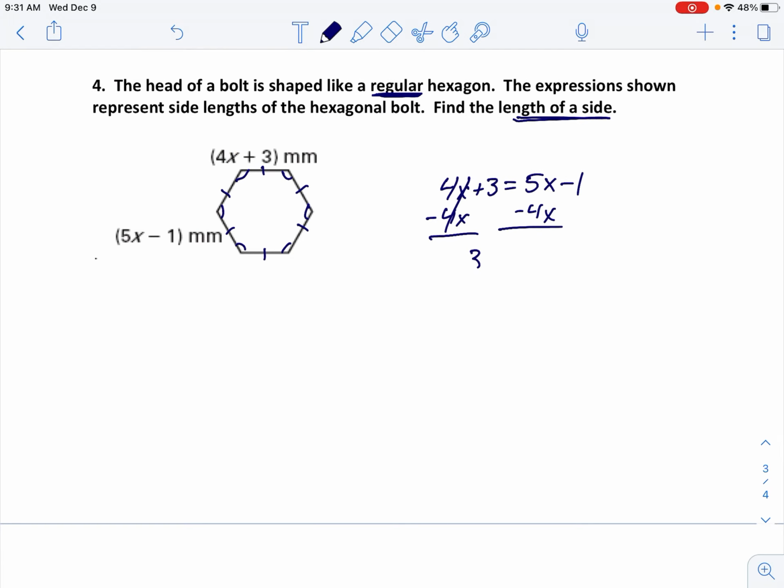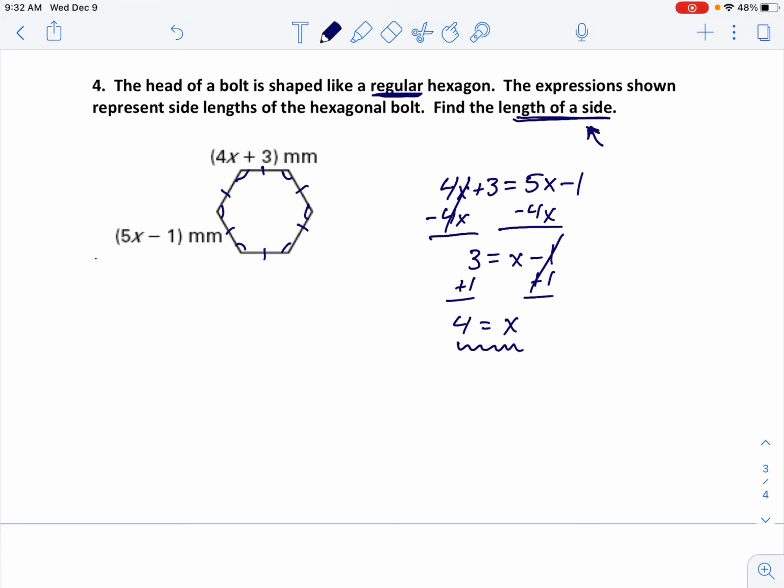These will cancel out. I'll bring down my 3. 5x minus 4x is just 1x, or x. Bring down the minus 1. And I'm going to get rid of that minus 1 by adding 1 to both sides to get 3 plus 1 is 4. Bring down the x, and these will cancel as well. So x equals 4, but remember, I'm trying to find the length of a side, not what x is.